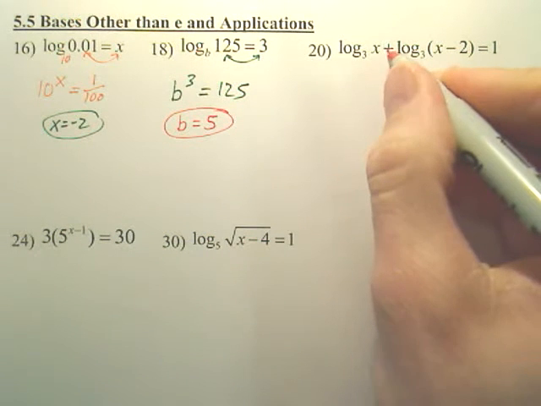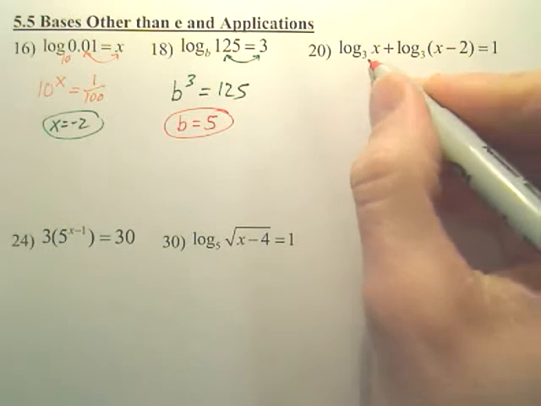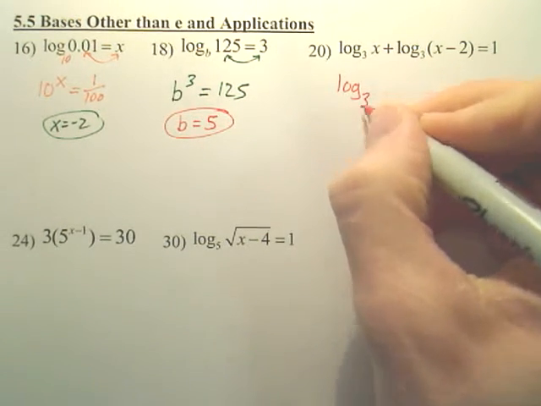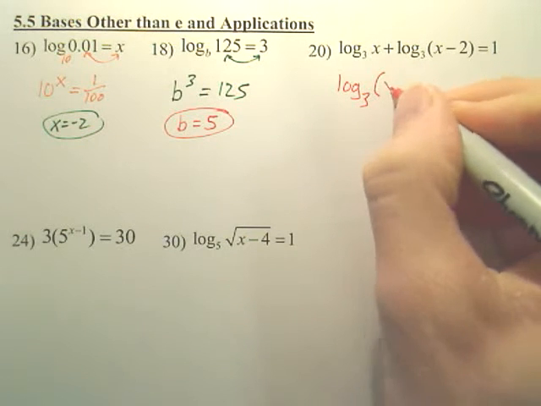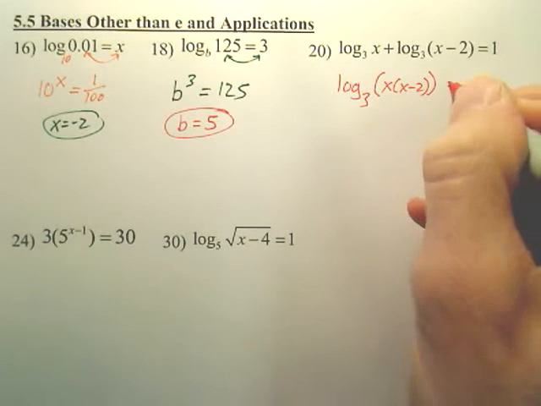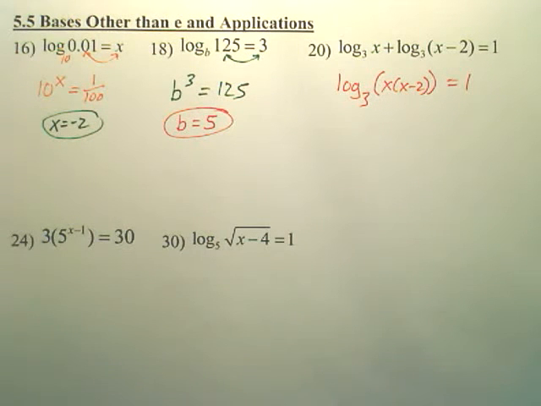This one, you have to understand when you have a plus and they're both the same base, you can condense them, keep the base, and you end up with log base 3 of x times x minus 2. So we can do that.